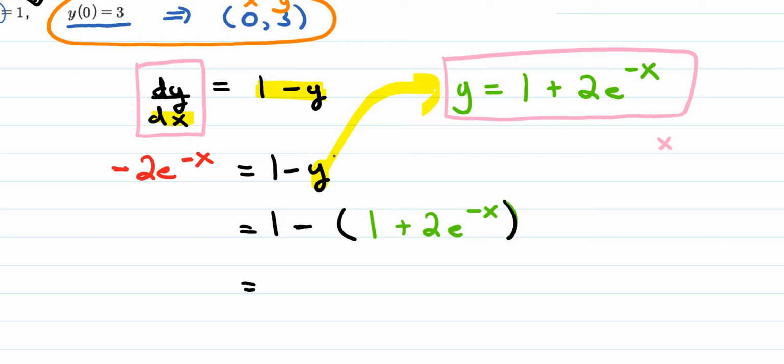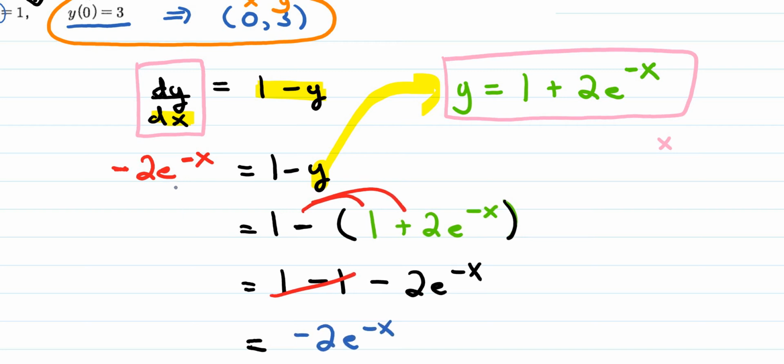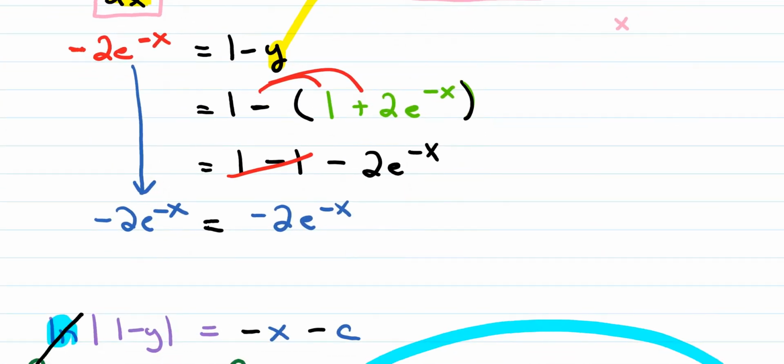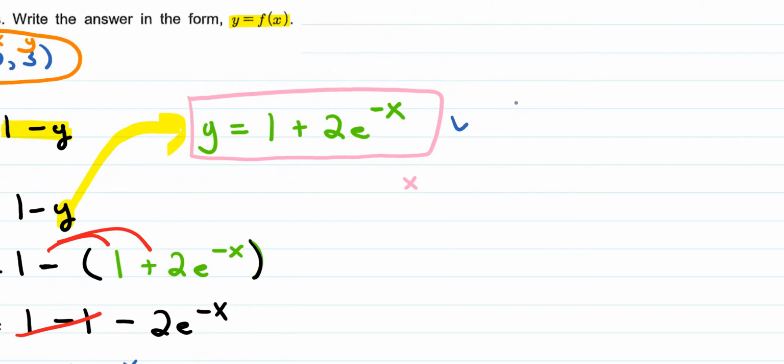If I go ahead and simplify this by distributing the minus sign here, I will now get 1 minus 1 minus 2e to the negative x. And as you can see, the ones will just cancel off here, so I'm now left with just negative 2e to the negative x. And over here, I can see that the left-hand side and the right-hand side are equal, so that means that this answer does work for my problem.